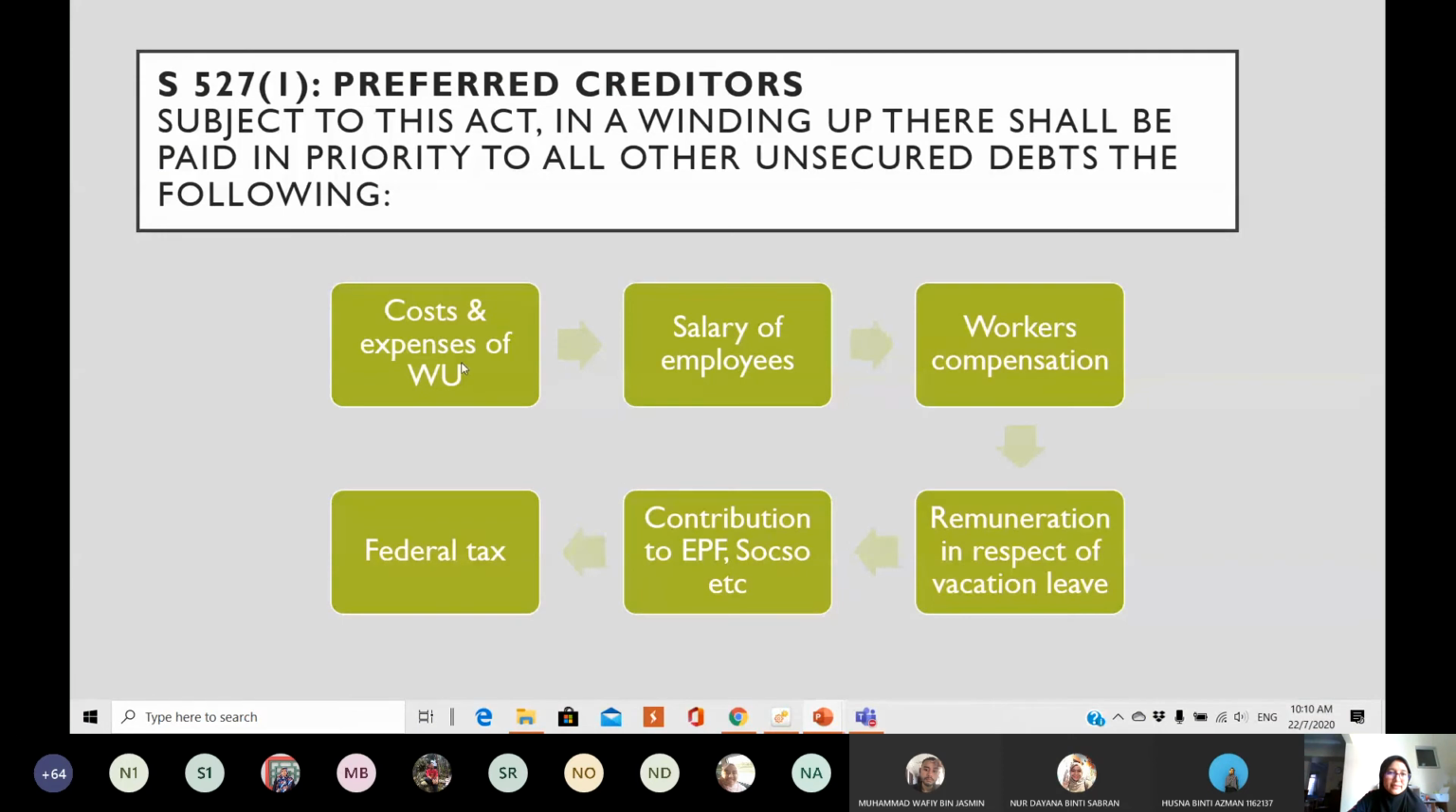That is untuk preferred creditors ada cost and expenses of the winding up kan, remember winding up kat sini. So that is liquidator, ambil dululah. Kemudian salary of the employees, workers compensation, the tax, the contribution, dia dah turun kat sini. Okay, remuneration in respect of vacation leave. Yang ni semua workers punya entitlement. Okay, the contribution to EPF, SOCSO, workers punya entitlement as well. Okay, and then taxes. Tax, that is tax to be paid lah. Contohnya macam LHDN, business tax. Mungkin ada quit rent for example to be paid. So yang tu considered as preferred creditors.